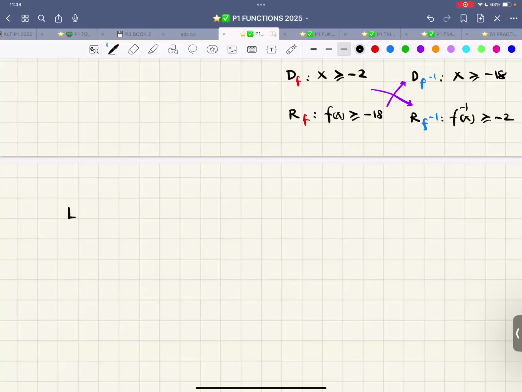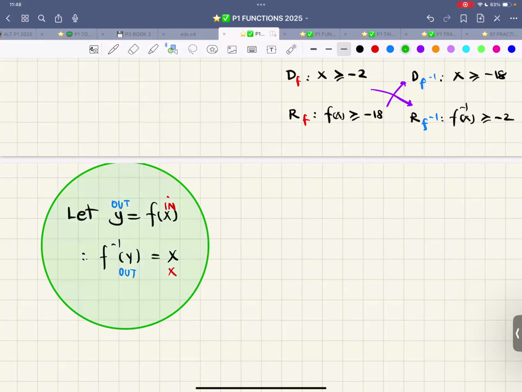Now we know this thing that let y equal f(x). Therefore, f inverse of y equals x. Basically, what they are saying is that x is the input and y is the output. In the inverse function, you plug in the output, you recover back the input. This is something that you've studied in O-level maths, but you are understanding it now. So this is something related to inverse.